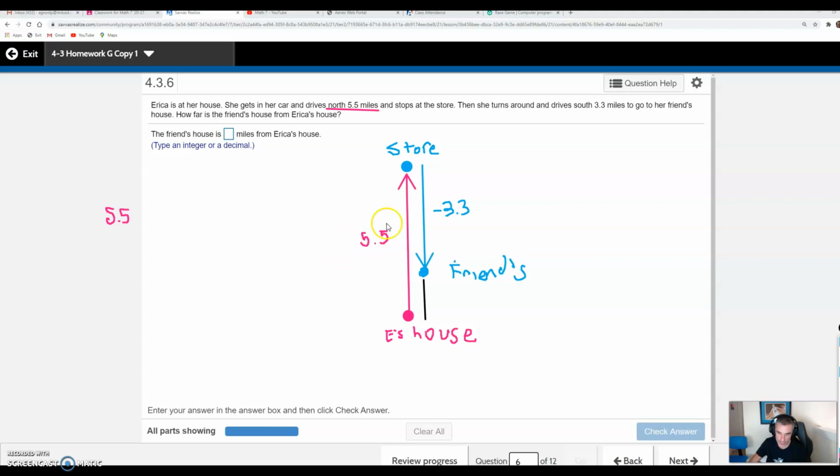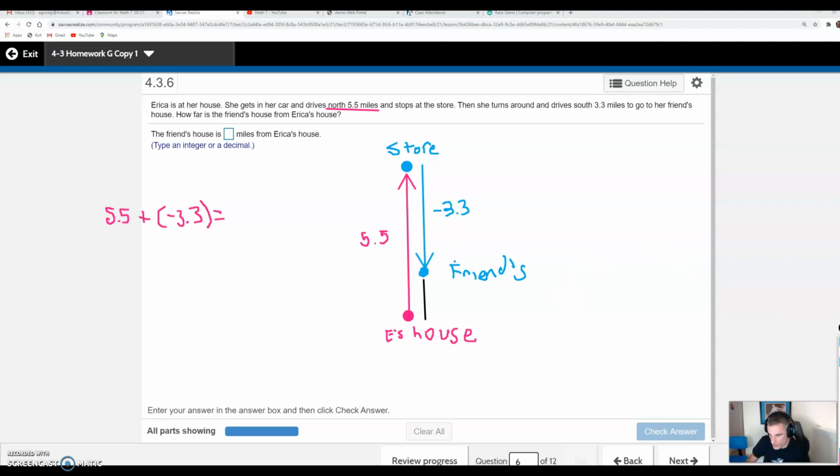We have 5.5 plus the negative 3.3. The 5.5 is positive because we were heading north. The 3.3 is negative because we turned around and headed back in the exact opposite direction. So really this whole situation can be represented by the equation 5.5 plus negative 3.3. And if we can solve this, then we can figure out how far the friend's house is from Erica's house.